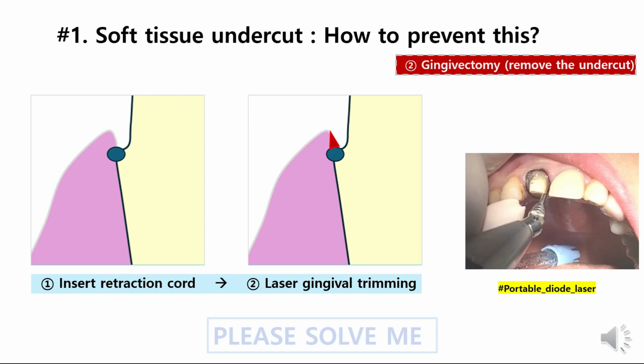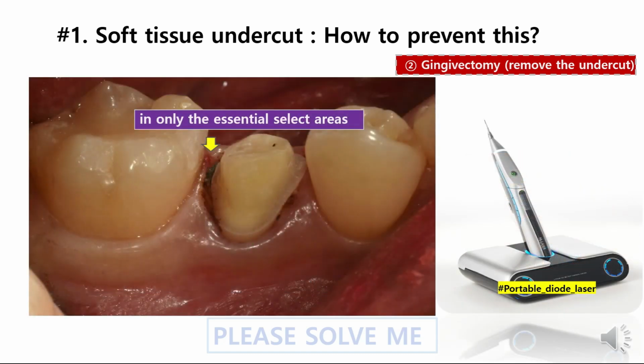My method involves trying my best to insert the retraction cords first, evaluating the soft tissue undercut using a photomirror, and then deciding if laser gingival trimming is really necessary. If so, I will carefully perform this in only the essential select areas.